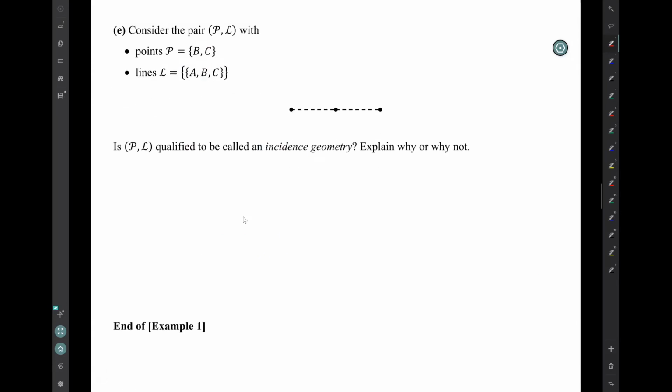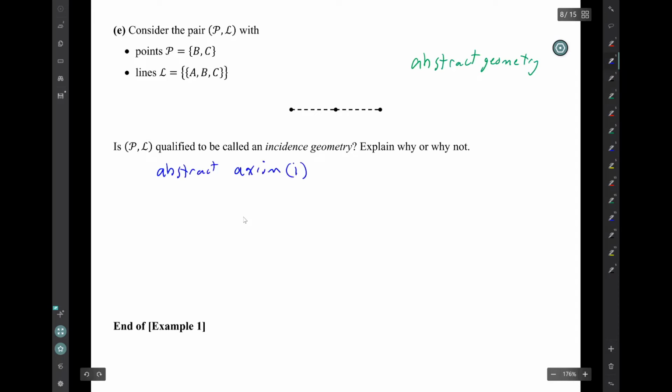Let's consider this pair. From the previous video, we saw that this was an abstract geometry. Let's remember the axioms that it satisfies. Abstract axiom 1 says that every pair of points has exactly one line they both lie on. Now remember, there's a typo here. We discussed how points A and B lie together on this line.